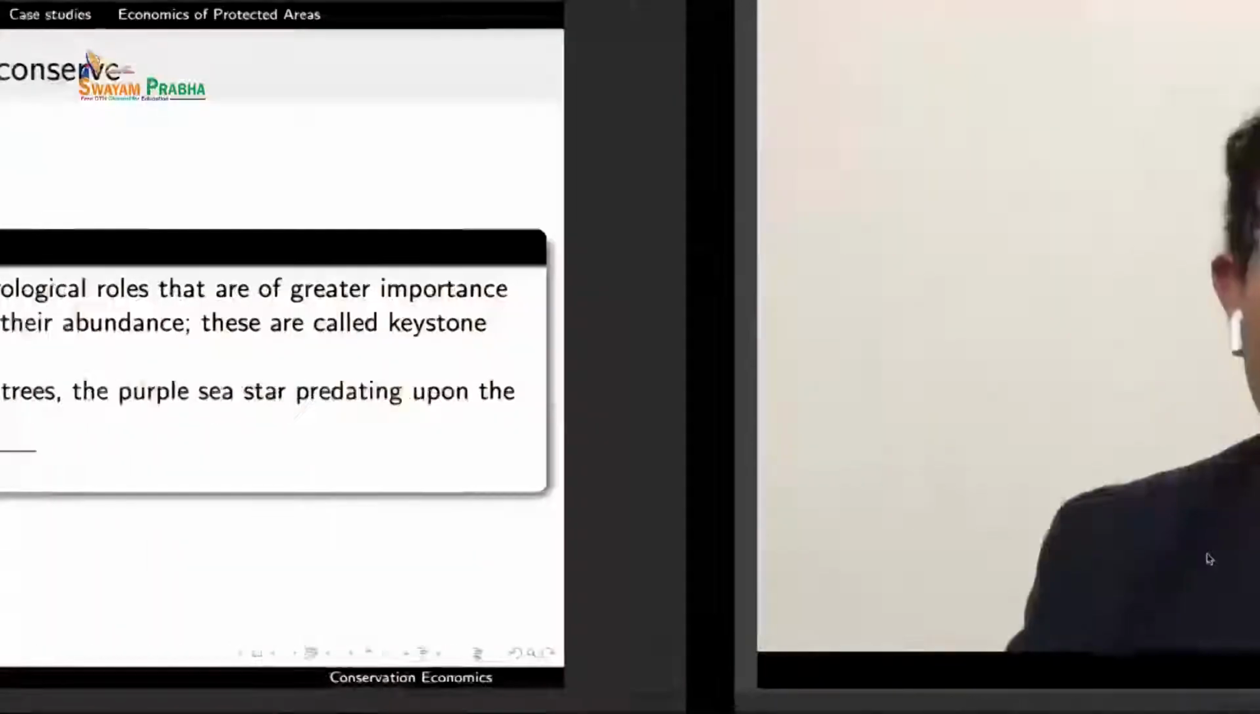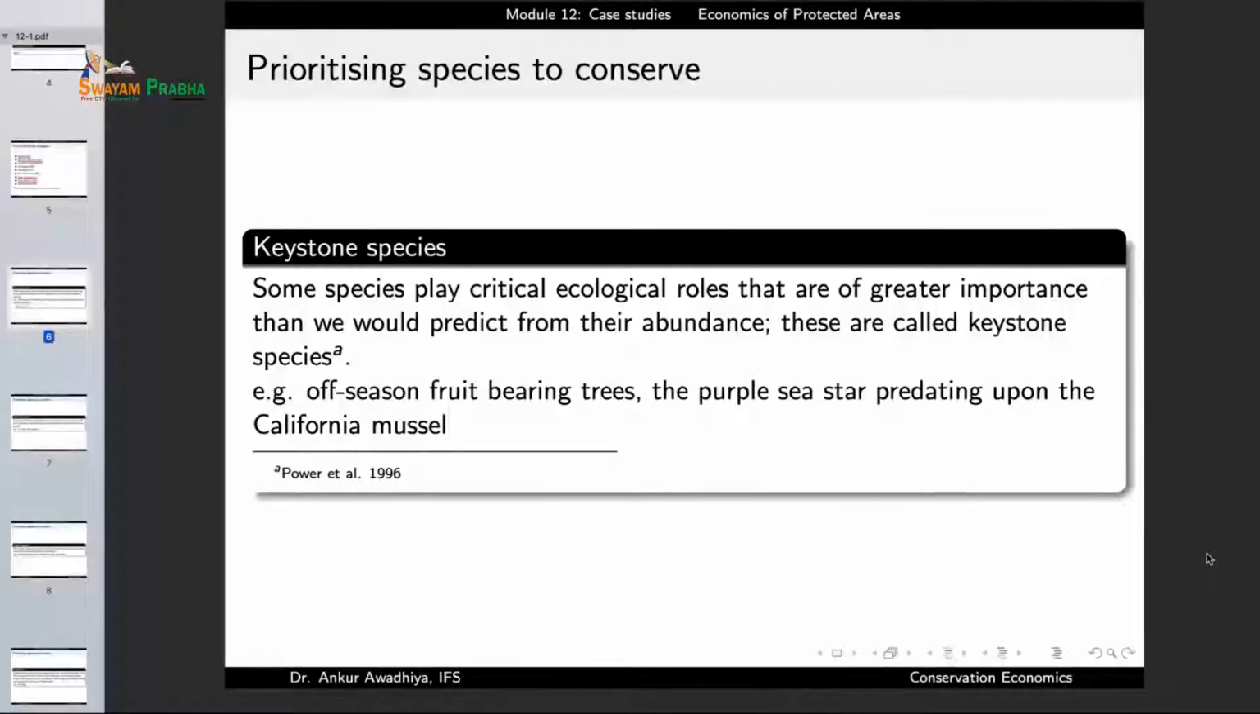So, a scientific way of looking at which species to conserve looks at whether or not they are keystone species. Now, keystone species play critical ecological roles, which means that they have an importance that is much greater than their numerical abundance in an ecosystem. So, things such as off season fruit bearing trees are keystone species. So, what we mean by a keystone species is that the impact that these organisms have on an ecosystem is much greater than their numerical abundance.